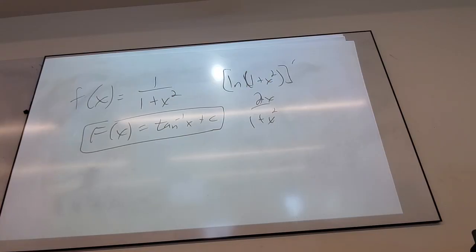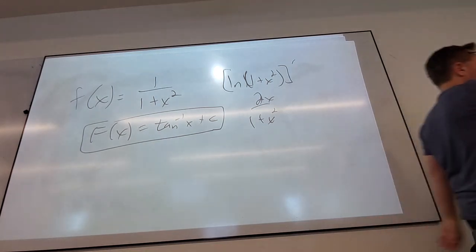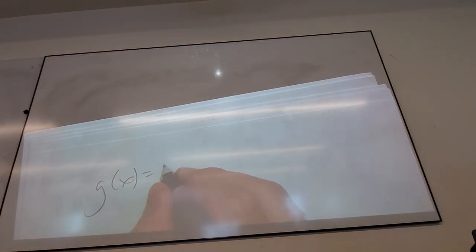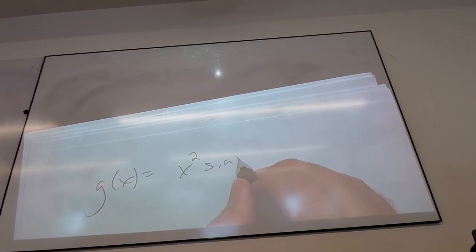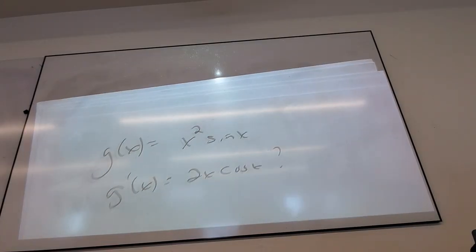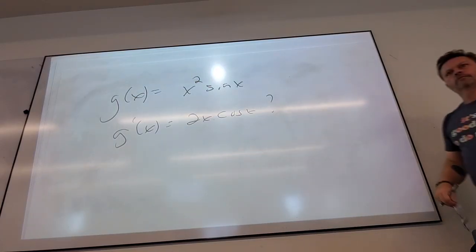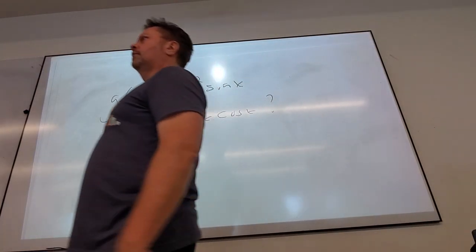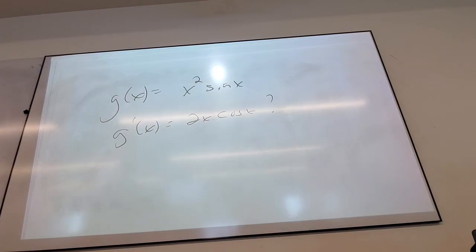So, real quick, when you're taking derivatives, if I have two functions multiplied, can I just take the derivative of each piece and multiply those together? Am I allowed to do that? For example, if I'm trying to take the derivative of this, is the answer just 2x cosine x? Is that the answer? No, right? I have to use what?